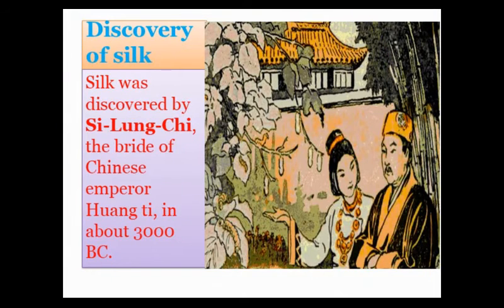Silk was first discovered and then developed in early China by Si-Lung Chi, the bride of Chinese Emperor Huang Ti, in about 3000 BC.